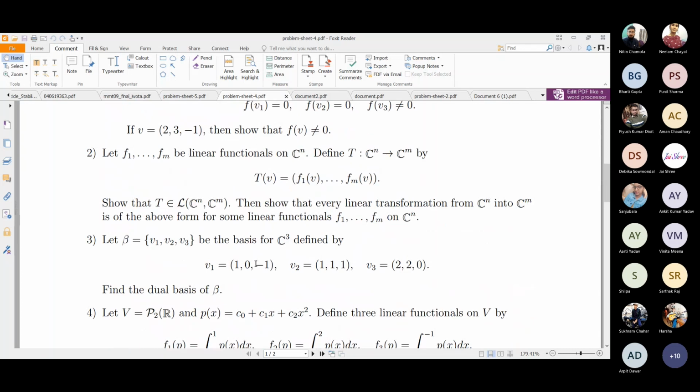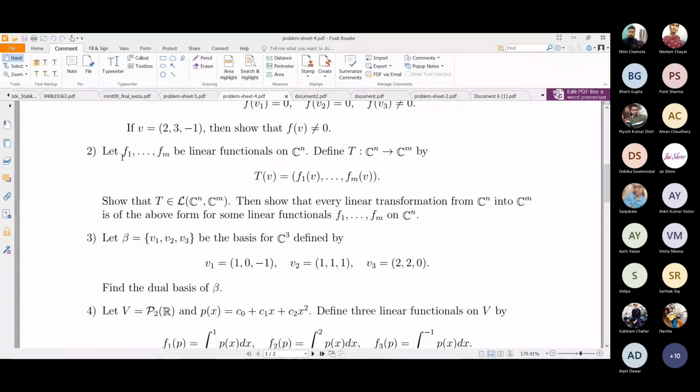So what about this question number 2? How will you show this? First let us understand what is the question. So this f1 to fm, these are the linear functionals given on this space Cn, and we define a linear transformation from Cn to Cm by this T of v equal to f1v up to fmv.